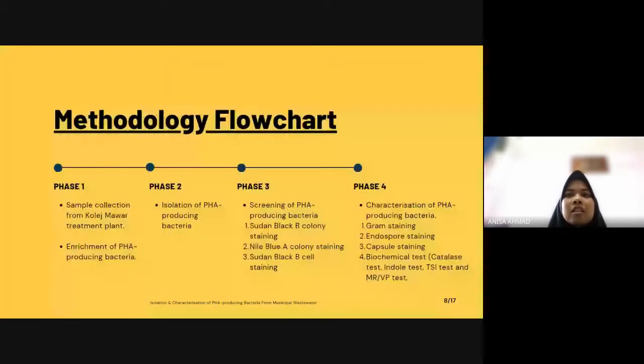There are 4 phases for the methodology throughout the project. In phase 1, the samples were collected from the College Mawar treatment plant. The samples were taken for the enrichment of the PHA-producing bacteria. In phase 2, we targeted the isolation of PHA-producing bacteria. In phase 3, to screen for the PHA-producing bacteria, we used Sudan Black B colony staining, Nile Blue A colony staining, as well as Sudan Black B cell staining. In phase 4, the previously positive PHA producers were subjected to Gram staining, endospore staining, capsule staining, and some biochemical tests.